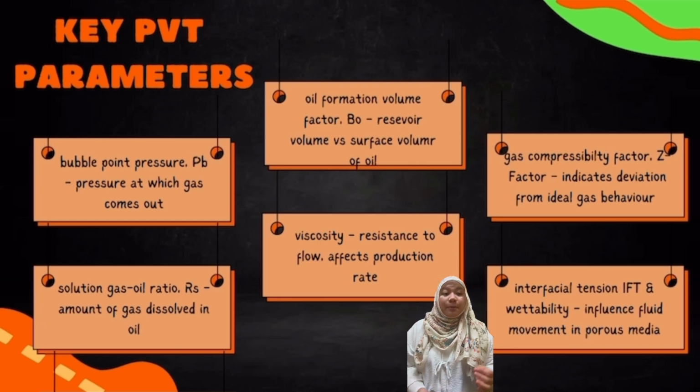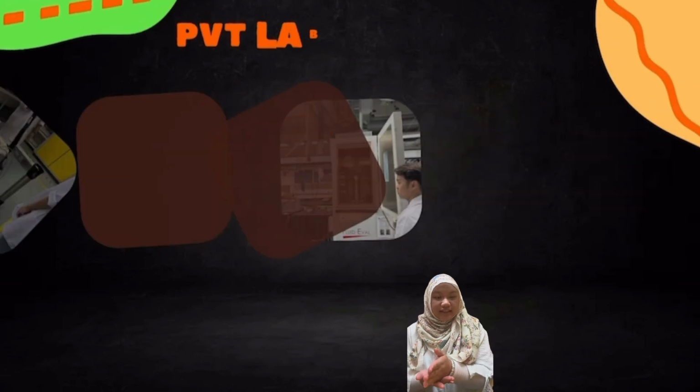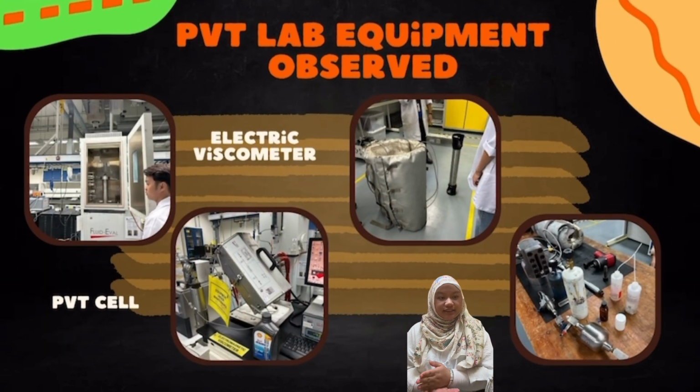Next is PVT lab equipment. Seeing the lab equipment in action helped us to connect theory to practice. The PVT cell allowed us to simulate reservoir conditions and observe phase behavior in real time. We watched how pressure and temperature adjustments cause changes in fluid states. We also saw a viscometer used to measure fluid resistance to flow, and a gas chromatograph that breaks down fluid samples to analyze their chemical composition.